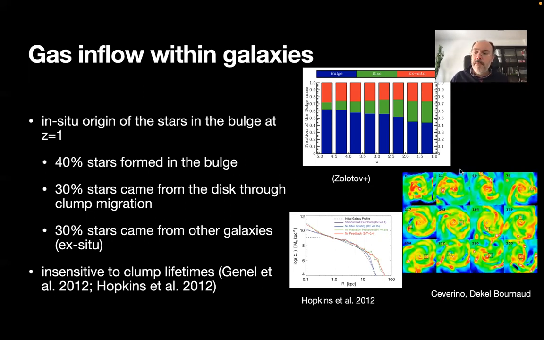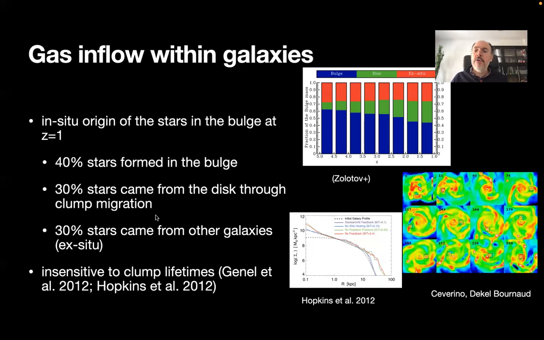So we see the formation and migration of one clump. Here, this is the gas surface density face-on. We see the formation of one clump here, then it orbits around the center, and after a few orbital periods it merges with the disk, with the bulge, at the center. The clump also carries some stars, but we found that only 30% of the growth of the bulge is coming from clump migration. And then finally, the other 30% are the stars that came from other galaxies, through mergers. This is this red area here.